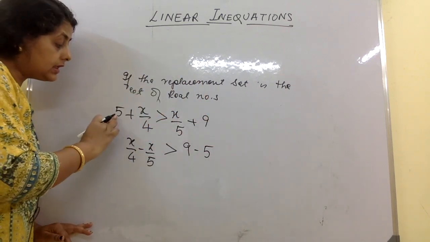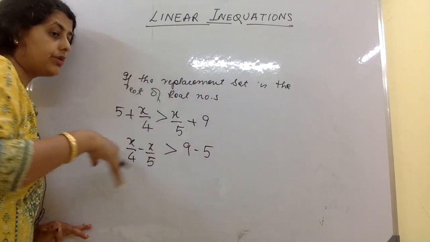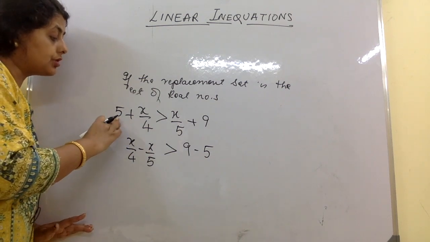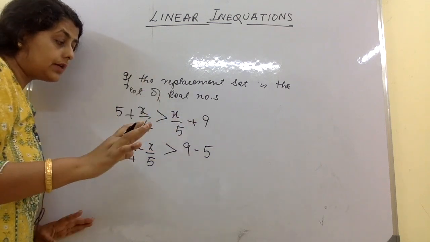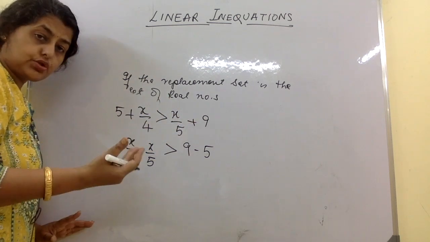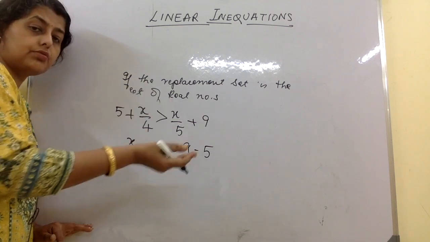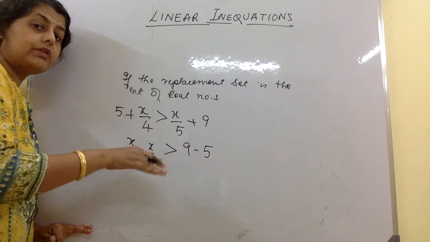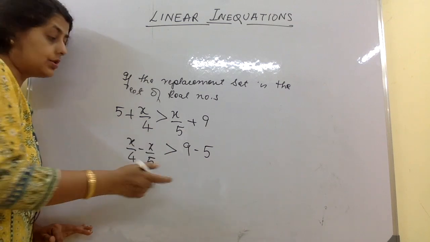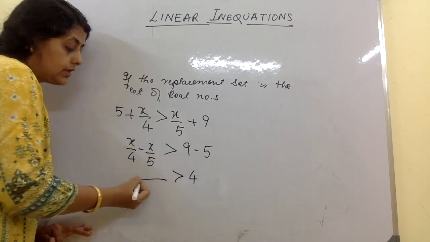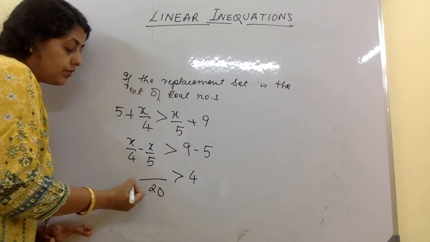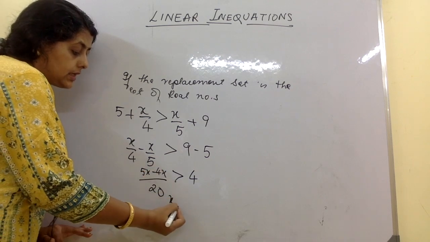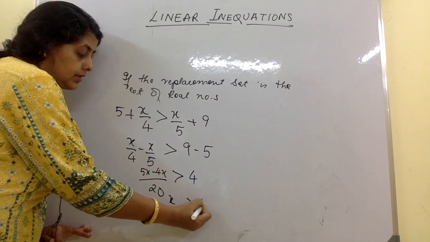Remember, when we are taking this 5, there is a change in sign, but we are not dividing. So when we do transposition, that is, we take this 5 across, we are not dividing here. As long as we change plus to minus and minus to plus by going to the other side of the inequation sign, there is no change in this sign. But when we divide with a negative, then there is a change in the sign. So here it is 4 and here the LCM is 20. So 5x minus 4x, which is x by 20, greater than 4.